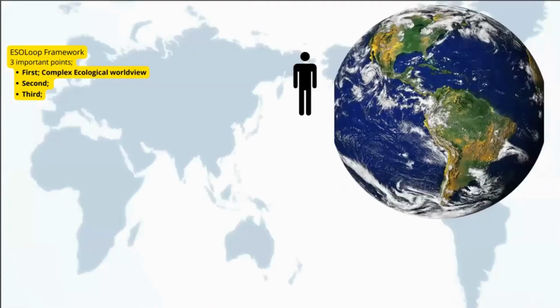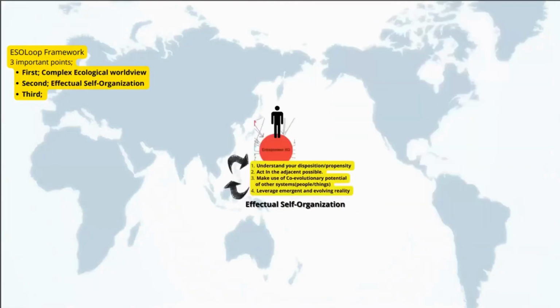To recap, I introduced the Eso-Loop framework as having 3 core components. As the first component, I introduced the worldview part, that is, a complex ecological worldview. The second key component was the primary keystone constraint, that is effectual self-organization, which involves a reminder that you are already a self-organizing system. It also involves a prompt to act like self-organizing systems, which include 4 dynamical heuristics. They are: understand your current disposition, act in the adjacent possible, make use of the coevolutionary potential of other systems, people, things, etc. And finally, leverage emergent and evolving reality.